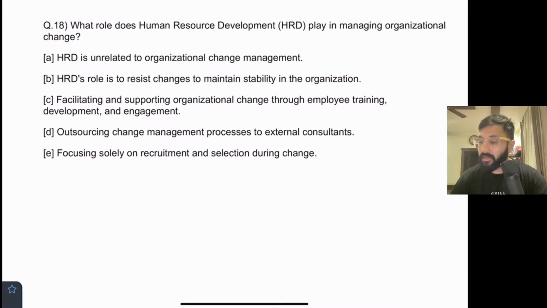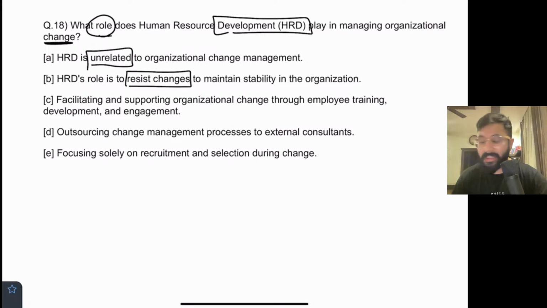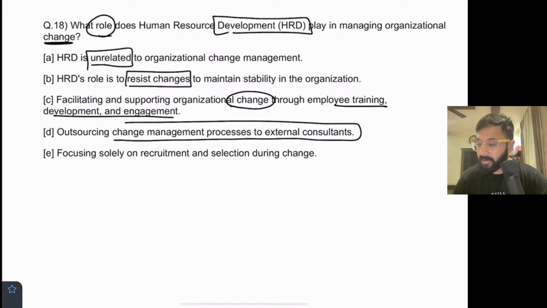Question number 18. What role does human resource development play in managing organizational change? Human resource development is unrelated to organizational change management. Human resource development's role is to resist changes to maintain stability in the organization. Facilitating and supporting organizational change through employee training, development, and engagement. Outsourcing change management processes to external consultants. Focusing solely on recruitment and selection during change.